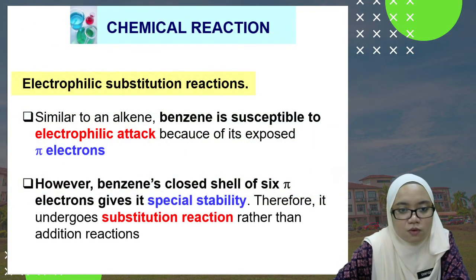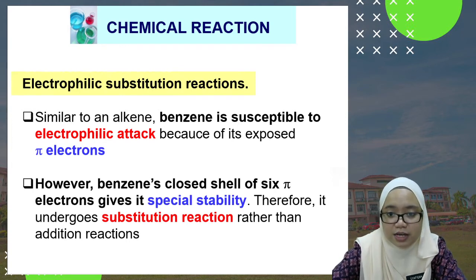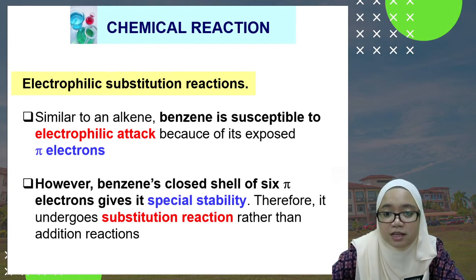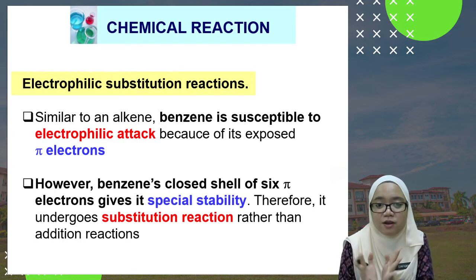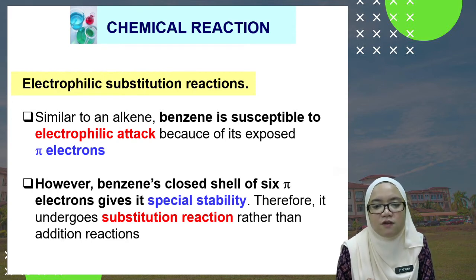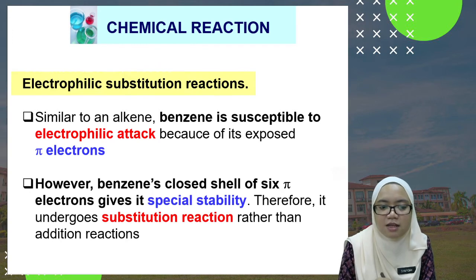Okay, so benzene ni dia undergo electrophilic substitution reaction. So similar to alkene, benzene is also susceptible to electrophilic attack because of its exposed pi electrons. So benzene is a very electron rich species. Okay, sebab dia ada banyak pi bond. Okay, however, benzene ni closed shell of 6 pi electrons gives it special stability. So therefore, it undergoes substitution reaction rather than addition reaction. So dia stable.